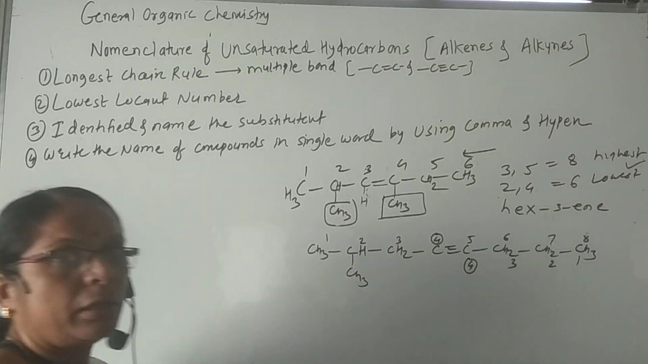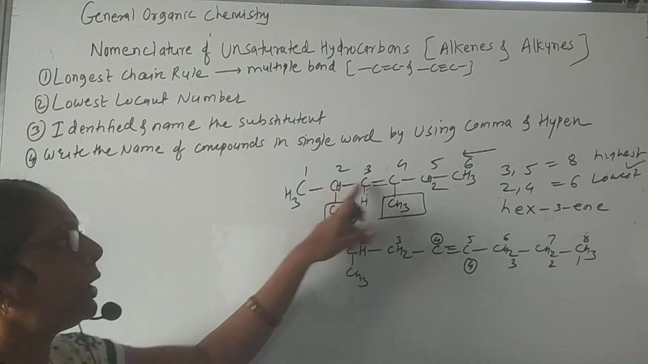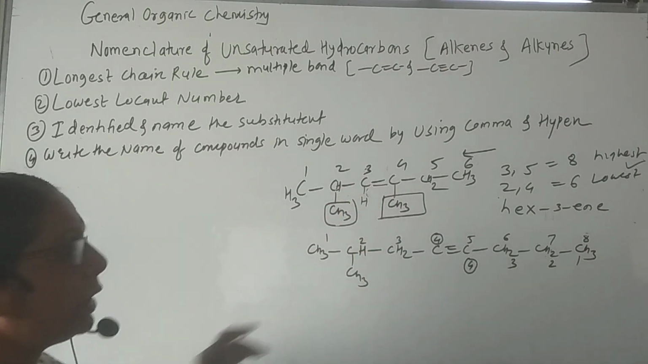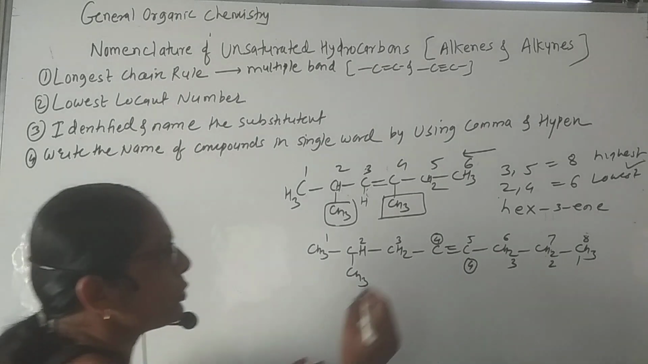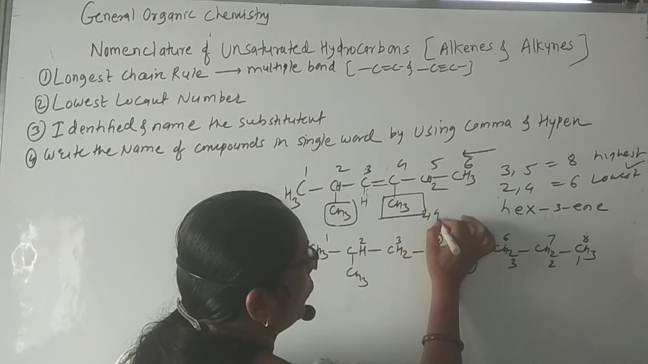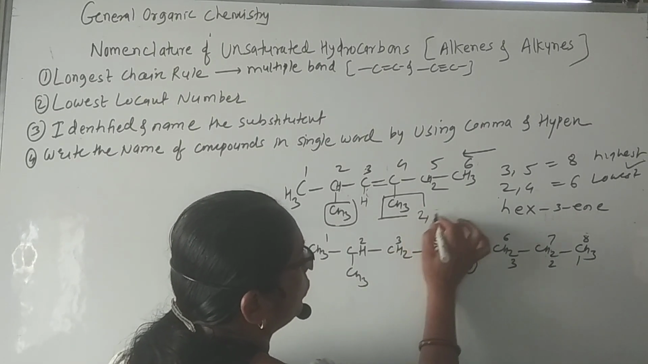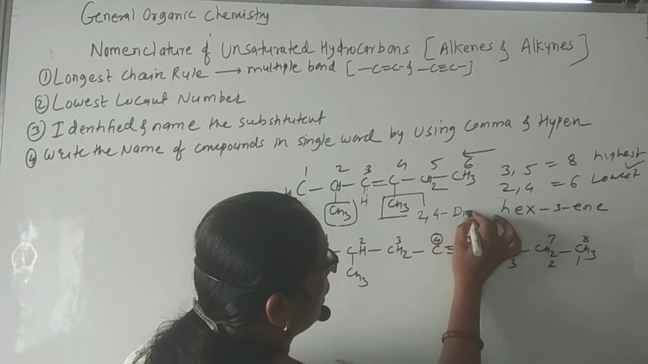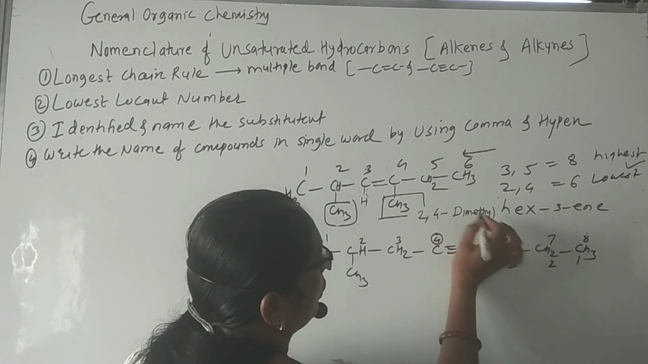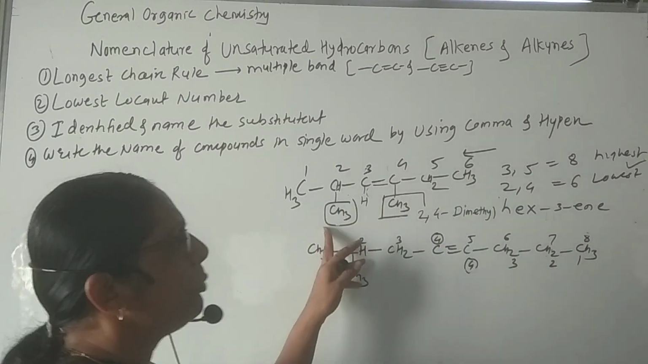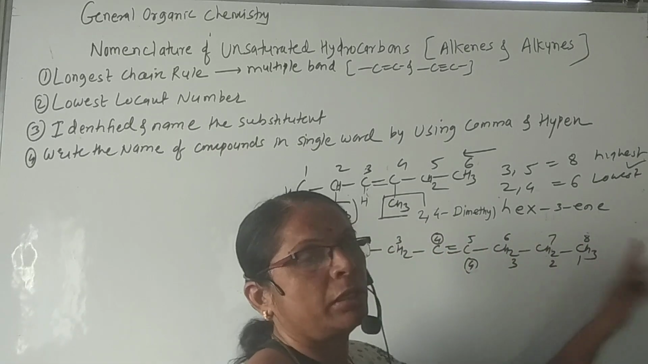And again there are 2 alkyl groups at positions 2 and 4. They are identical, so I write 2, 4-dimethyl. What is its name now? 2, 4-dimethylhex-3-ene.